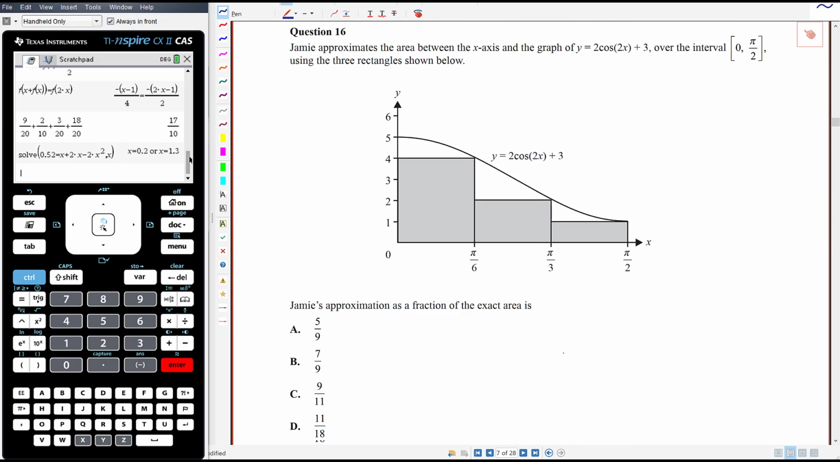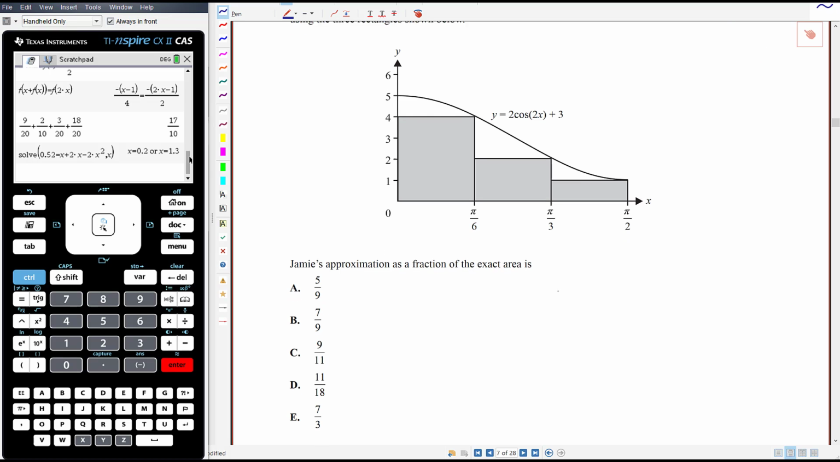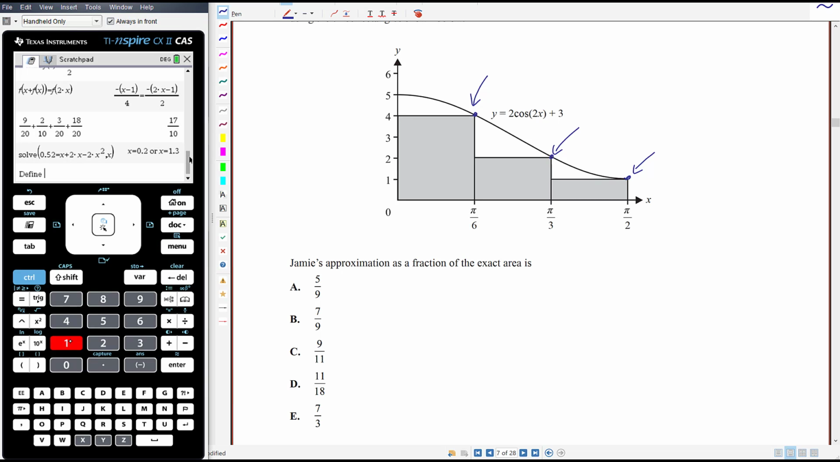Okay, question 16. Jamie approximates the area between the x-axis and the graph of y equals 2 cos 2x plus 3 over the interval 0 to pi on 2 using the three rectangles shown below. So it's a right endpoint estimate. Jamie's approximation as a fraction of the exact area is... Okay. So we're going to need to know the coordinates of those points. You could do that by hand, but it might be easier, given you're going to do 3 of them, to do them with your CAS.